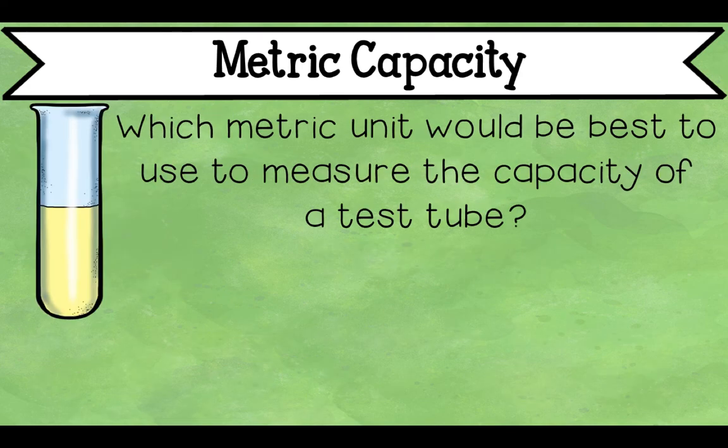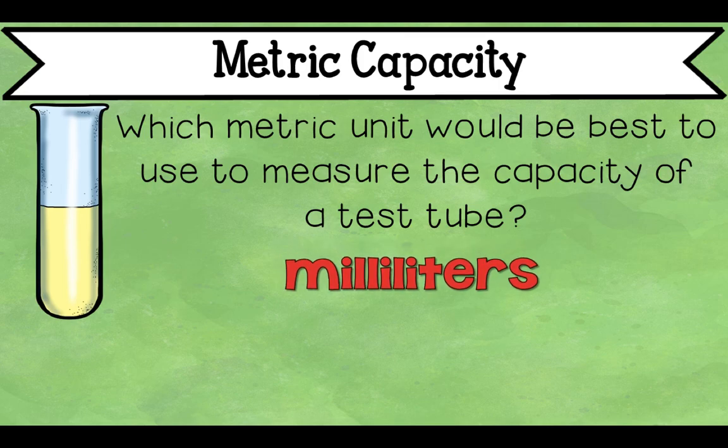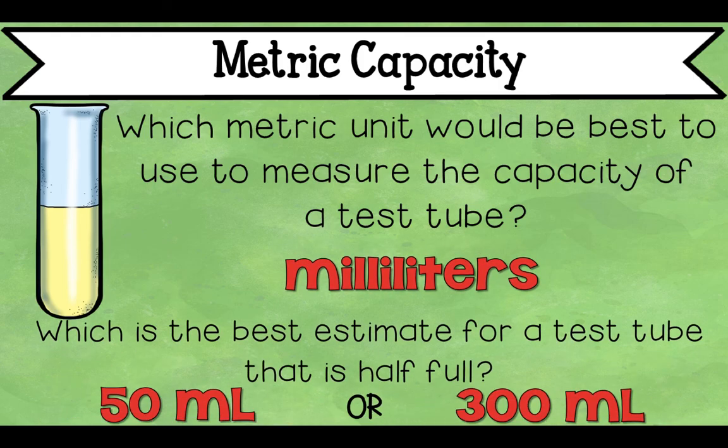Now let's think about which metric unit would be the best to measure the capacity of a test tube. A test tube is a little small glass tool or instrument that a scientist would use in a lab when he's conducting an experiment. So that would be measured in milliliters. And do you think that little tube, if it's half full, would hold 50 milliliters or 300 milliliters? Yeah, half full, its capacity would probably be about 50 milliliters.